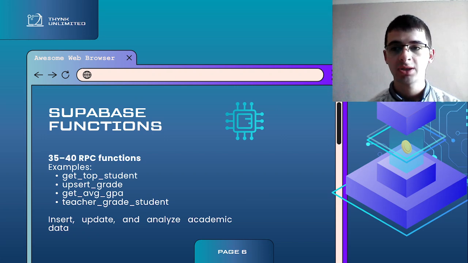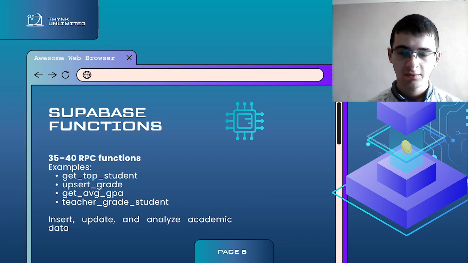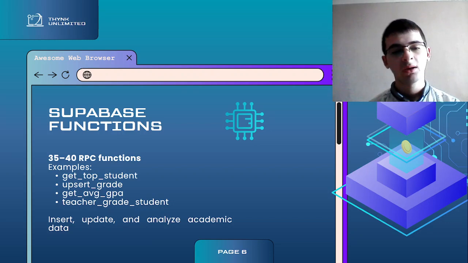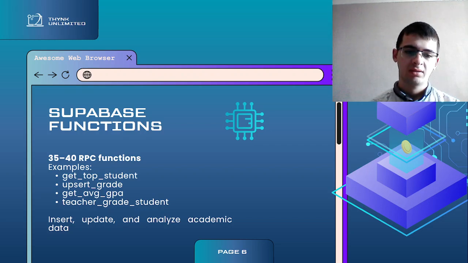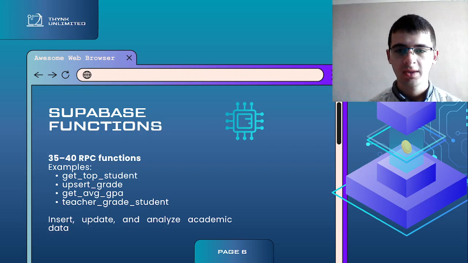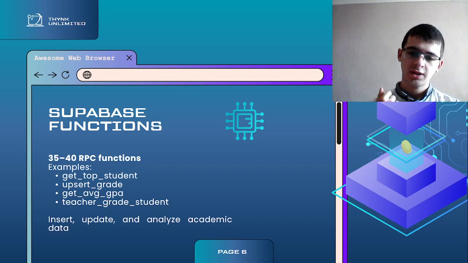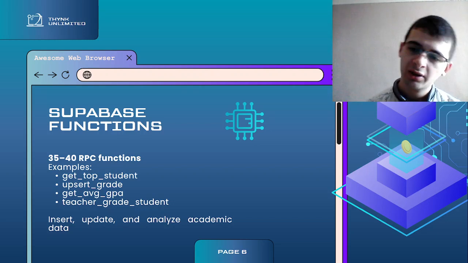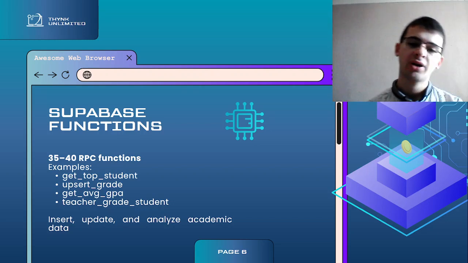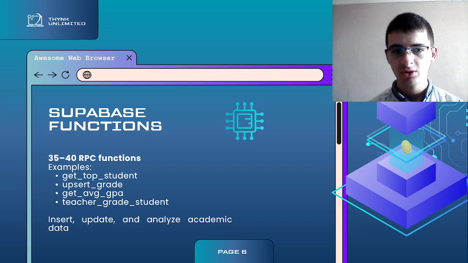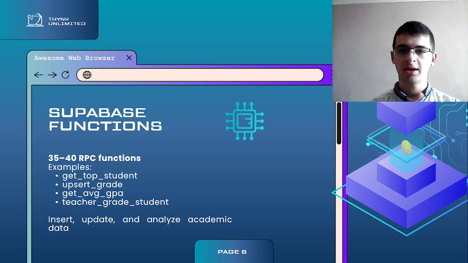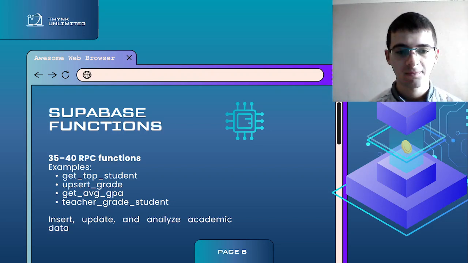The functions that were created for the database, there are lots of them, around 37, I think. They mainly were used for inserting data into the database, fetching data from the database, editing, and deleting. I also created some aggregate functions, which fetched not the concrete data, but the average, the top student, the highest average between groups, and so on.